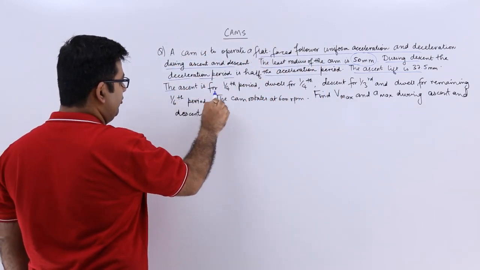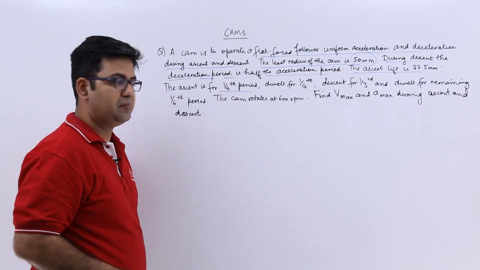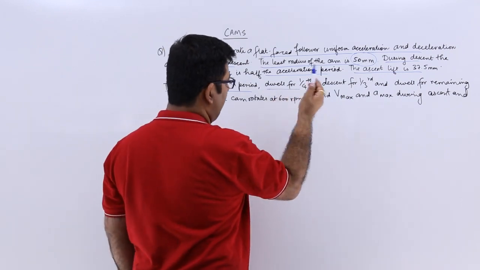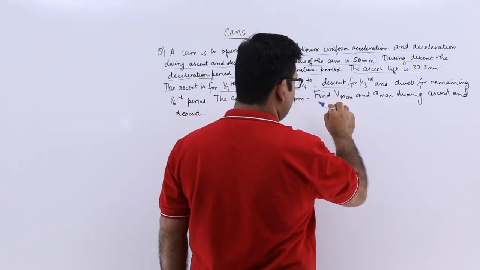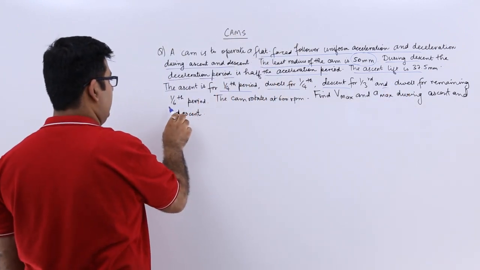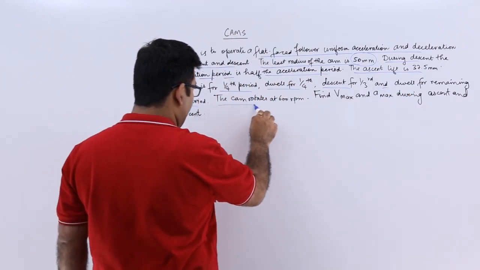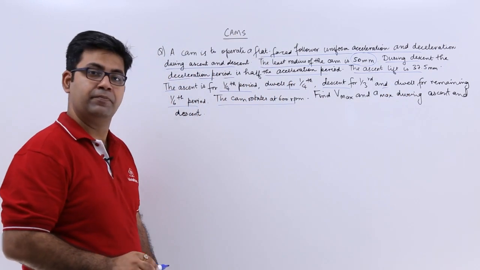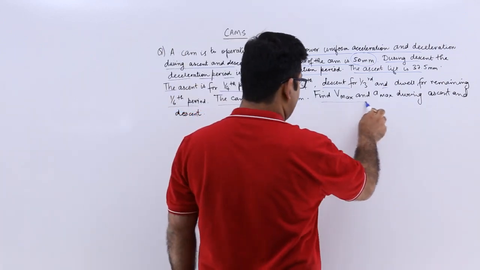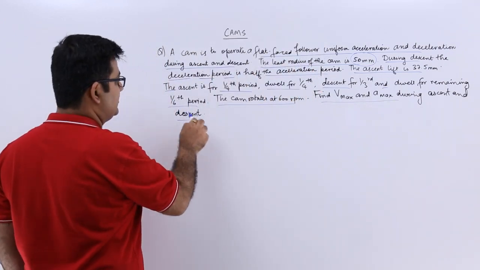The ascent is for 1/4 period, dwell for 1/4 period, descent for 1/3, and dwell for the remaining 1/6 period. The cam rotates at 600 rpm. Find Vmax and Amax during ascent and descent.